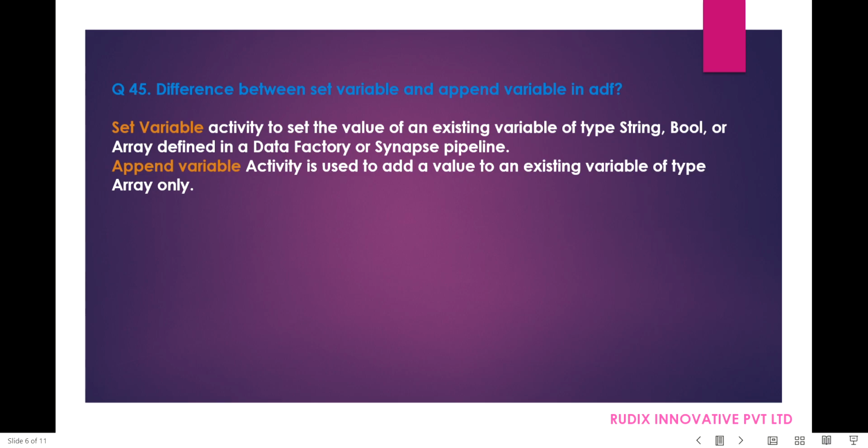Set variable is the activity to set the value of an existing variable of type string, boolean or array defined in the Data Factory or Synapse pipeline. Append variable is an activity used to add a value to an existing variable of type array. Here, append means adding. So it is adding a value to the existing variable.